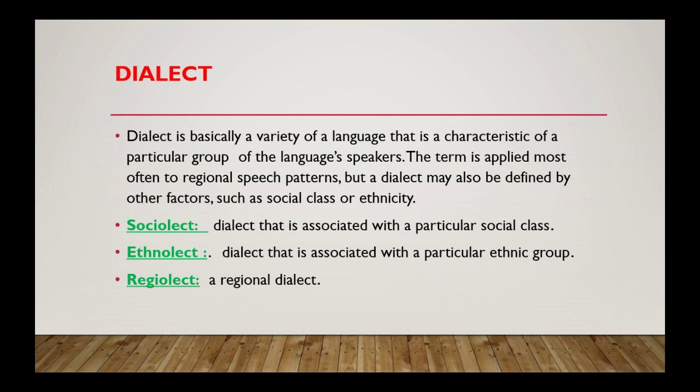Next is dialect. Dialect is basically a variety of language which is characteristic of a particular group of language speakers. The term is often applied to regional speech patterns, but a dialect may also be defined by other factors such as social class or ethnicity. The different types of dialect we can find here are sociolect, a dialect associated with a particular social class; ethnolect, a dialect associated with a particular ethnic group; and regiolect, a regional dialect.